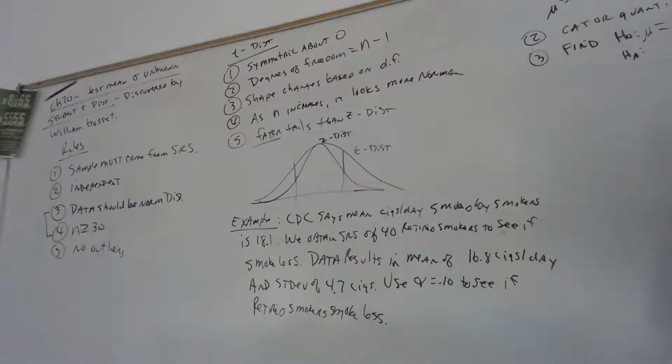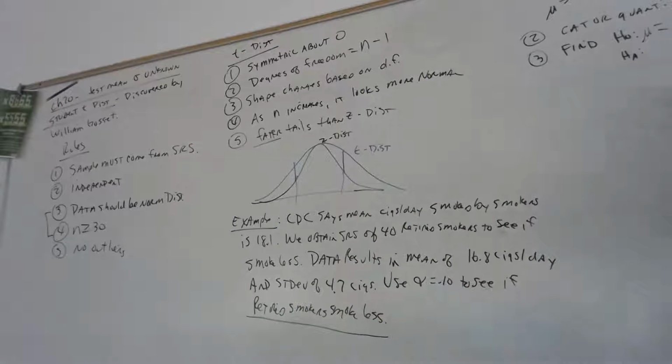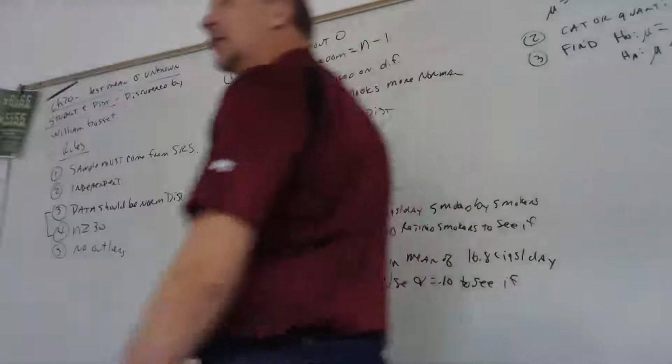And then the alternative hypothesis is what? Retired smokers smoke less. Okay, so we're trying to see if retired smokers smoke less. That's mu is less than 18.1. Okay, who agrees with Dylan on that? 1, 2, 3, 4, 5, 6. Everybody agrees? Anybody disagree? Okay, good job, Dylan.